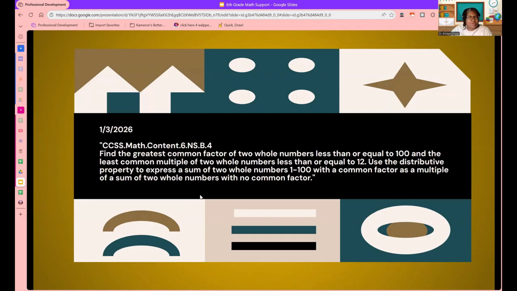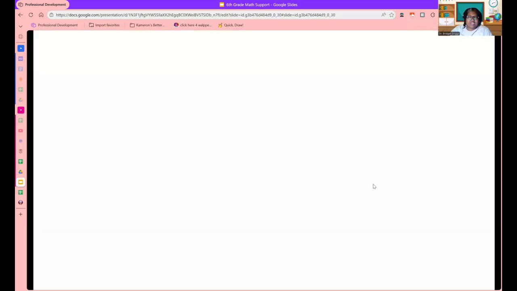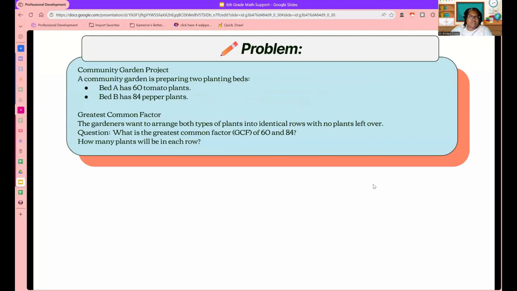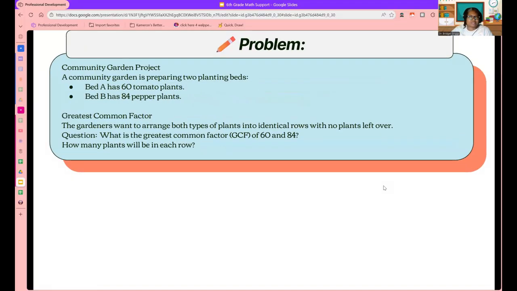So we will not do all of these. We'll do the first one just to get an example of the greatest common factor. And I may bring in just another small one that we can do for finding the least common multiple of two numbers that are less than or equal to 12. And that will give us a good example of what this objective is asking for. So let's look at our example for the greatest common factor.